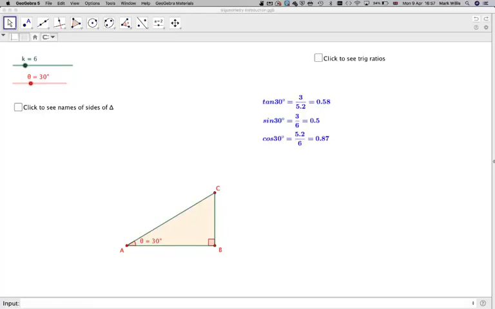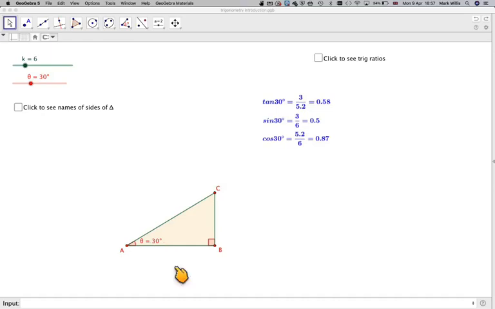Hi, in this video we're going to look at the idea of trigonometry. So if we start with a right angle triangle, triangle A, B, C, the triangle is right angled at B, and initially we have an angle here, which we're going to call theta, and initially we're going to call it 30 degrees.